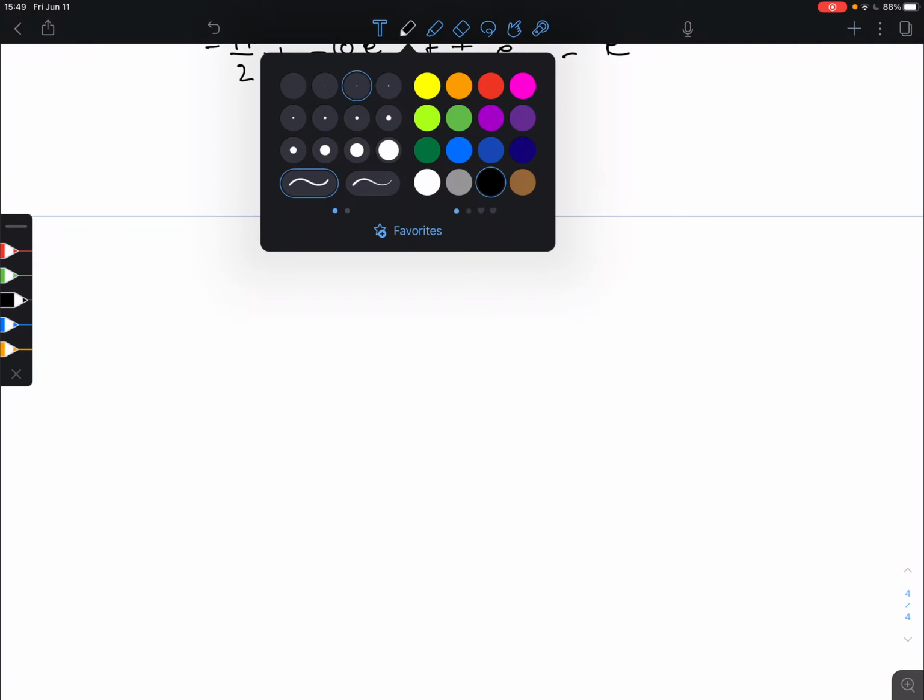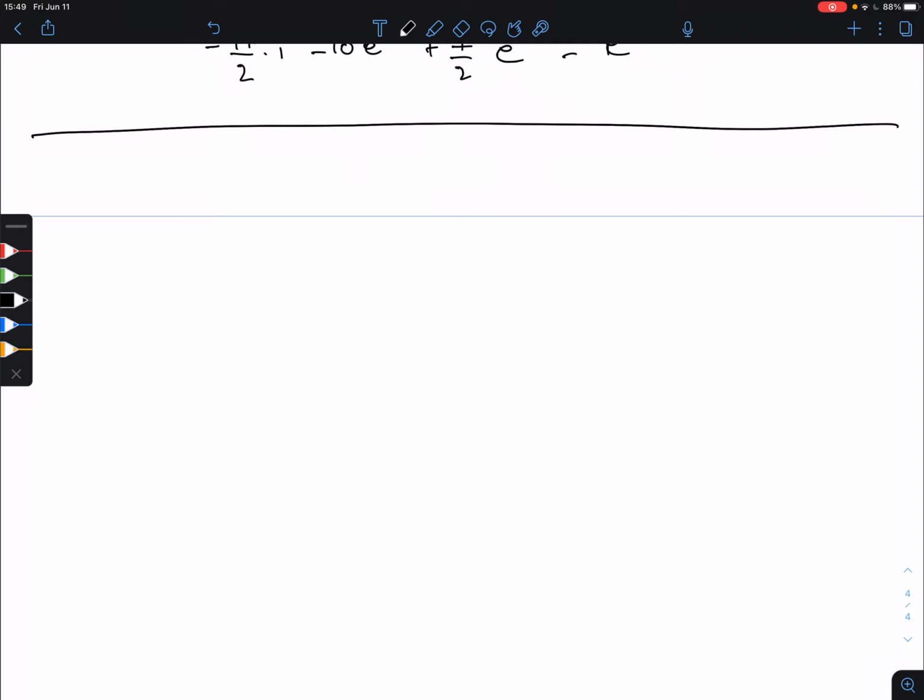So here is the case that I want to do. Suppose we have the inverse Laplace transform of s squared minus 5s plus 7 over (s plus 2) cubed.